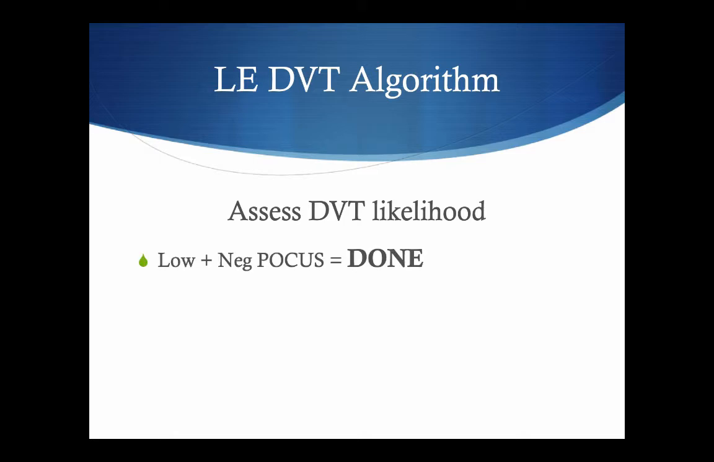So, and we only care about negative, right? If it's positive, we know what we're going to do. We're going to treat them, so I'm not going to talk about those. But if they are low likelihood and you have a negative point-of-care ultrasound, quality point-of-care ultrasound, you're done. They don't need anything else. No follow-up, no serial ultrasound, nothing. That's guideline-based. That's what the guidelines say.